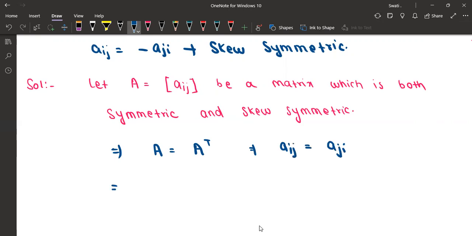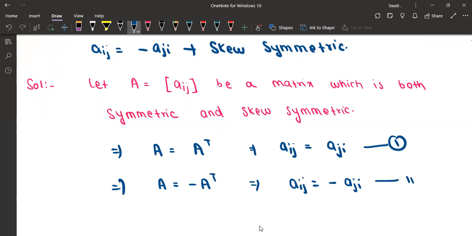Now, also it implies, because I have taken that the matrix A is skew symmetric as well, A is equal to minus A transpose as well, right? That means Aij is equal to minus Aji. That also I can say, right? So here I'm taking this as the first case and this as the second case.